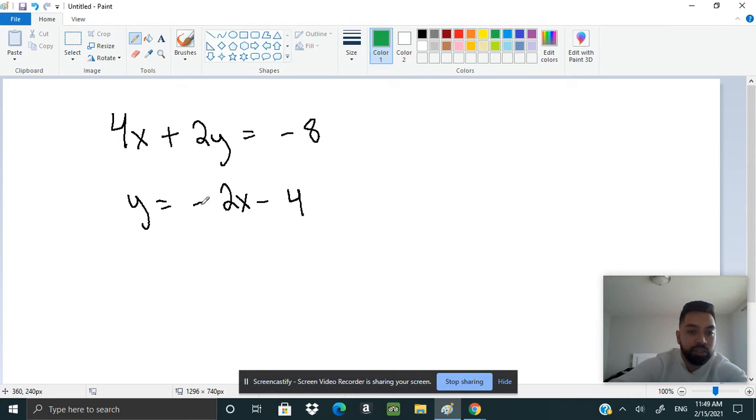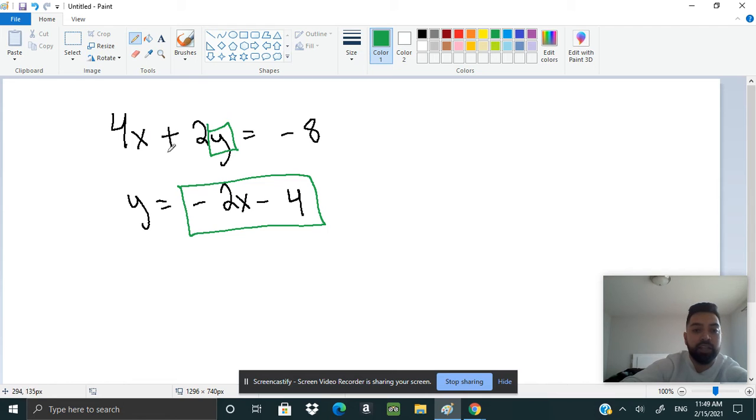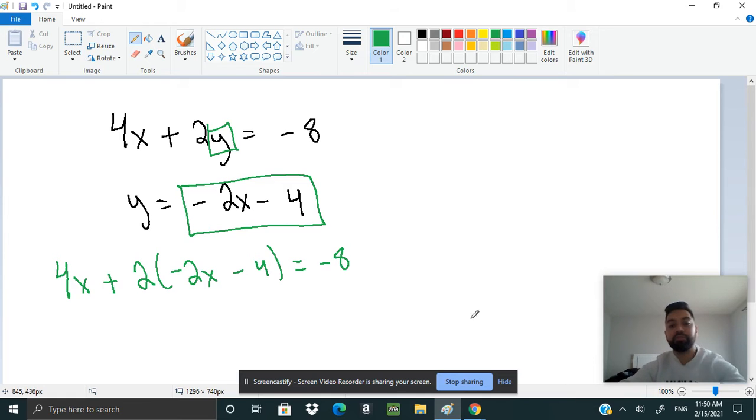Okay, so we have the y value equals all of this stuff. We can take all of that stuff and replace the y value with it in the other equation. You always go back to the other equation. So I'm going to rewrite this now, but I'm going to use the substitution and replace that y variable. So here we go. 4x plus 2y, but instead of y, we're going to write in -2x minus 4. That's our new y value. It has been replaced, and all that equals -8.